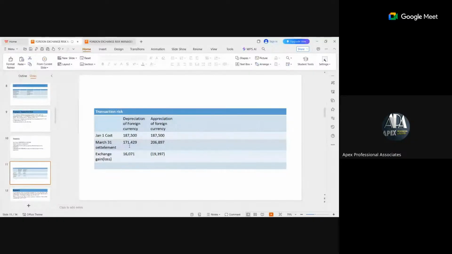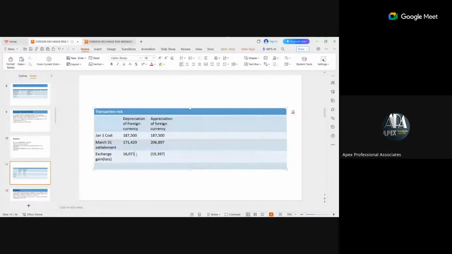171,429 in pounds. But if we had paid this value as at January 1st, we would have paid more. But because there's a depreciation of foreign currency, we are now paying less. So it means there is a gain. There's an exchange gain of 16,071.